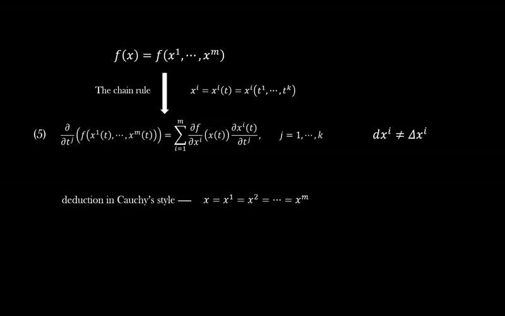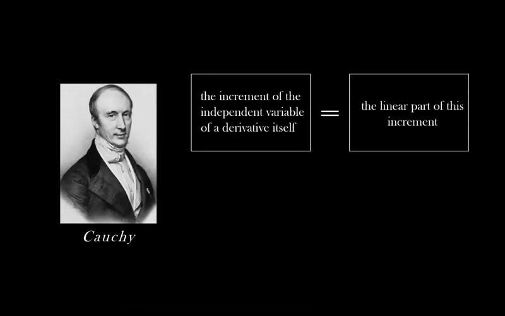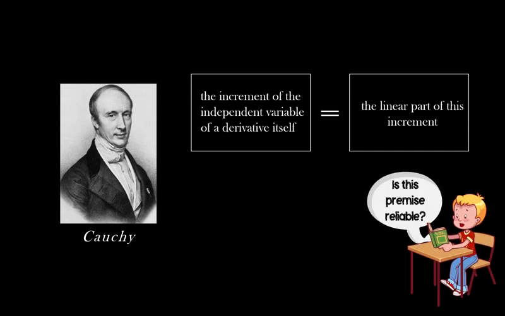If we expect to make a deduction in Cauchy's style, we have to stipulate x equals xi, where i goes from 1 to m. Thus x1, x2 until xm all equal x can be deduced. However, in this way, functions of multivariables will degenerate into functions of one variable, which is absurd. In a word, the premise of current principles of calculus is that the increment of the independent variable of a derivative itself is always equal to the linear part of this increment, regardless of whether the increment grows according to linear or nonlinear relationship. Is this premise reliable?